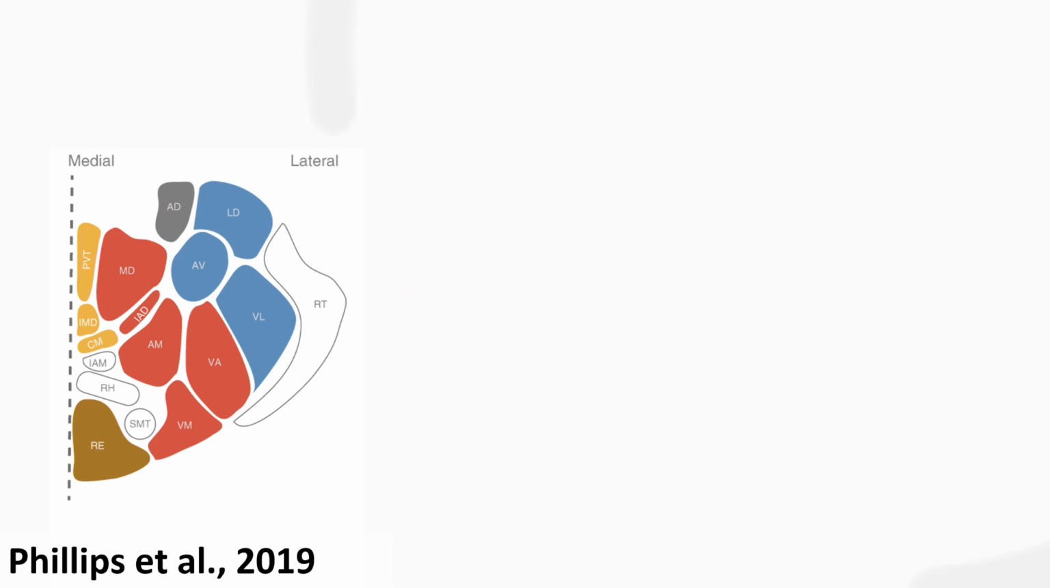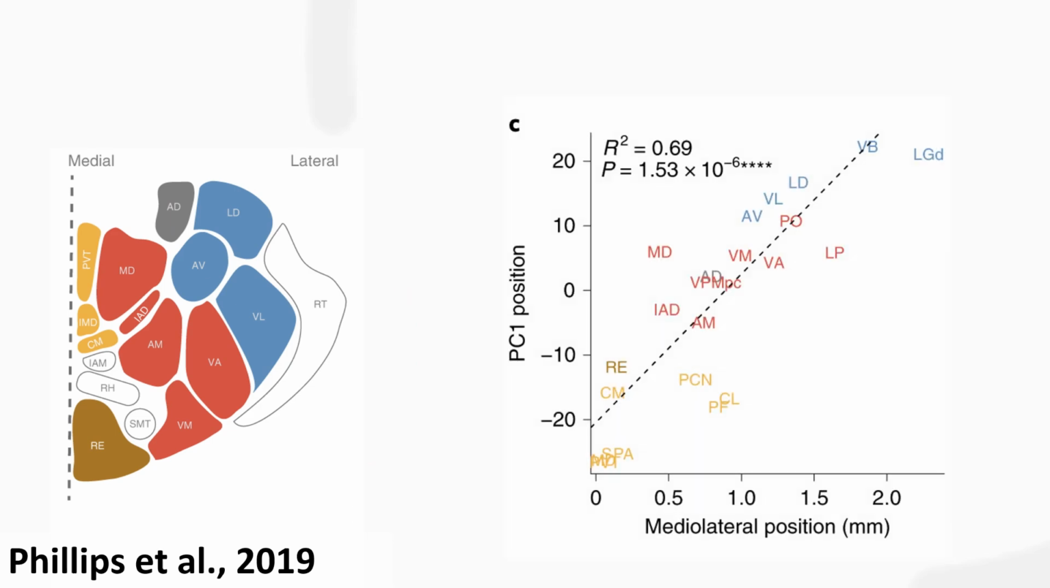Furthermore, they performed a PCA of the gene expression of each nucleus and found the first principal component varies systematically along this axis. This plot shows principal component score against each nucleus's medial-lateral position. What this shows is that regions with a similar medial-lateral position had a similar pattern of expression for genes associated with this component, while nuclei at the most extreme medial and lateral ends had more distinctive patterns.